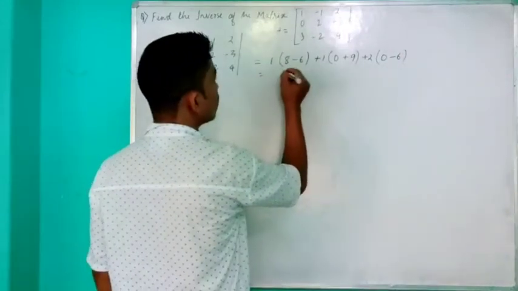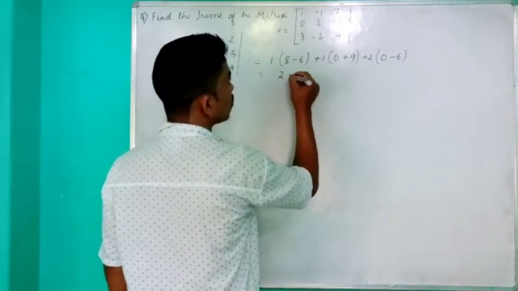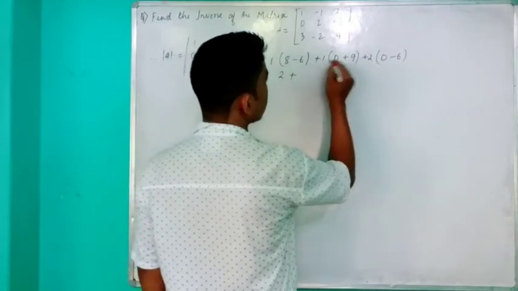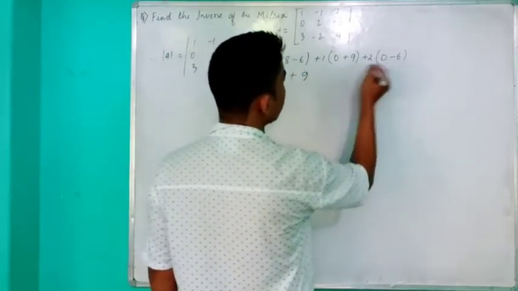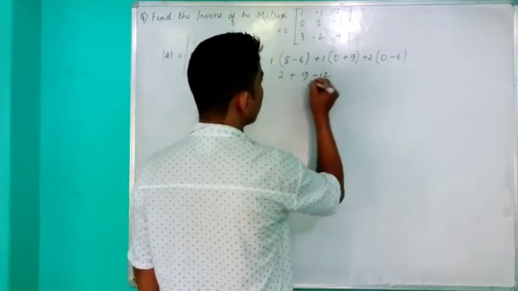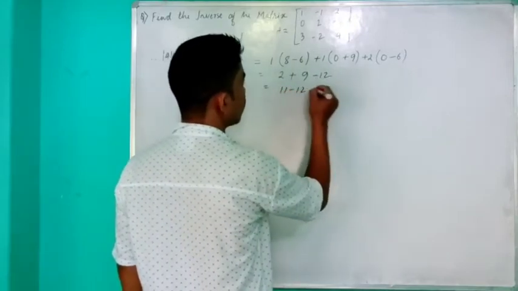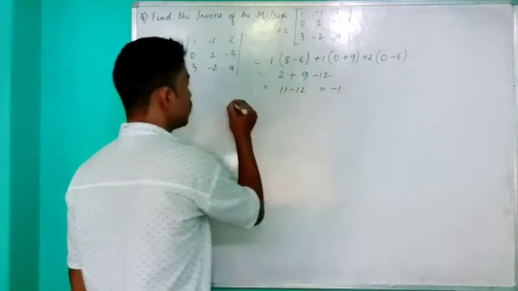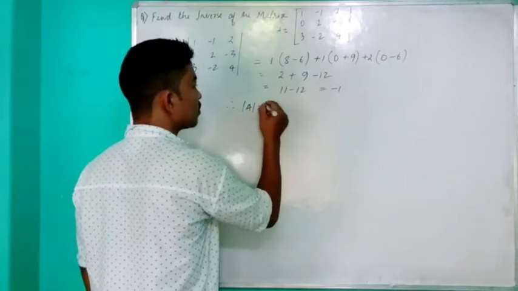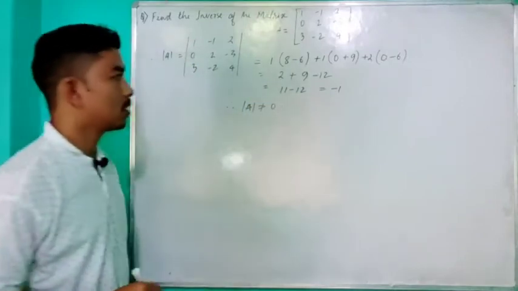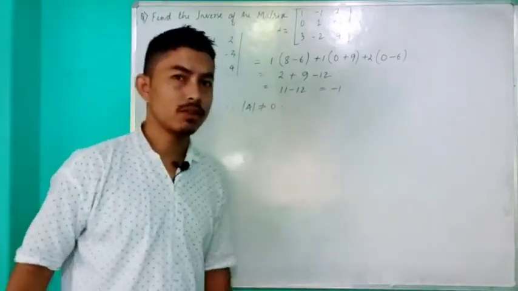Okay, so this will give me 8 minus 6 is 2, plus this gives me 9, and that will give me 2 6 is minus 12. So this gives me 11 minus 12, which is equal to minus 1. So therefore the determinant of the given matrix is not equal to 0. So therefore its value exists, which is equal to minus 1.